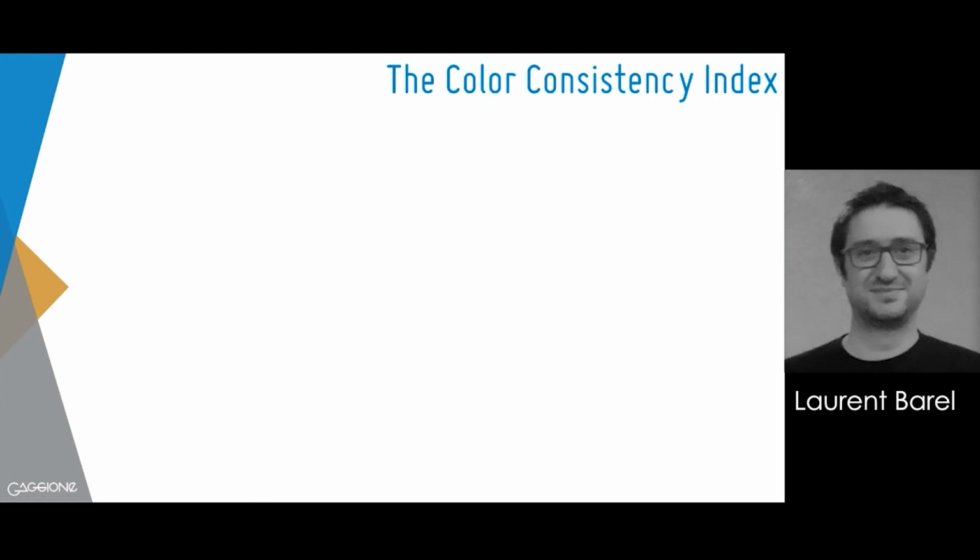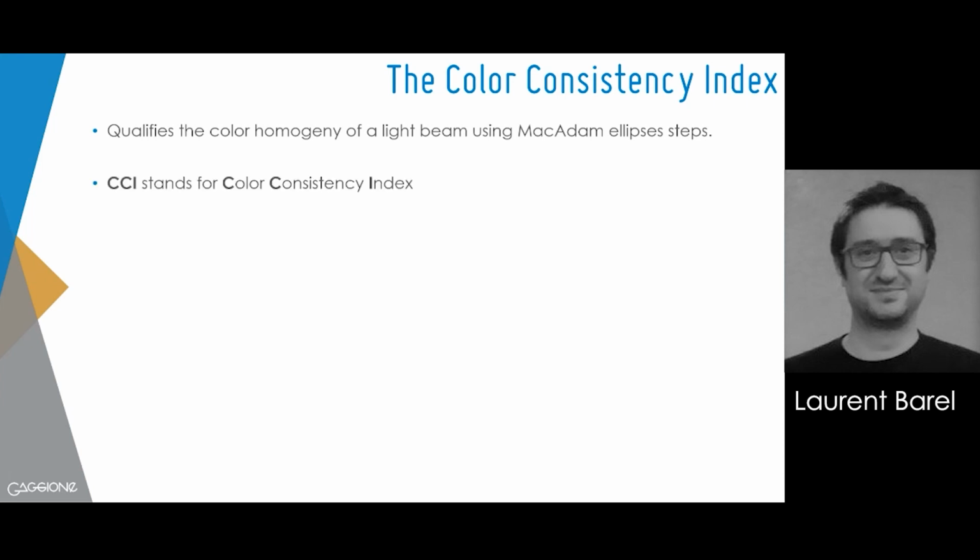So we had to build something. We wanted to measure the consistency of a beam. It could be a projected beam on the wall, or a wall grazing application, or any indoor application where color consistency might be a question. So we want to qualify the color homogeneity of a light beam using MacAdam ellipse steps. We had to name it, so the name is the Color Consistency Index, which we contract into CCI internally. The higher the CCI, the worse the color consistency, and the worse the result.